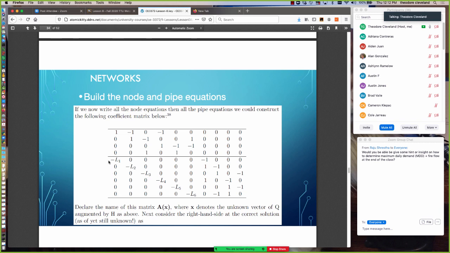The next set of equations are the individual head loss equations. So for example, in pipe 1, we have the loss coefficient in pipe 1, and we have H1, so that's the head at node 1, and everything else is zero. And the head at node zero, which is the reservoir in this case, will appear on the right-hand side. We're going to name this matrix A of X, where X denotes the value of the unknown vector, and it's used to compute each of these values of L that go into the matrix.